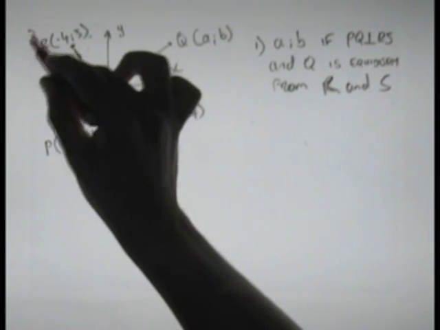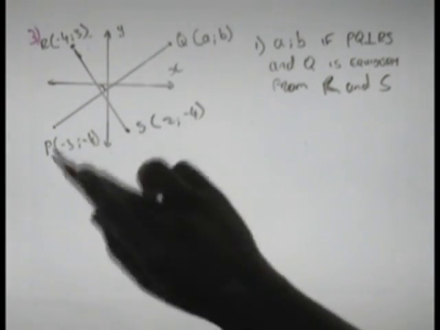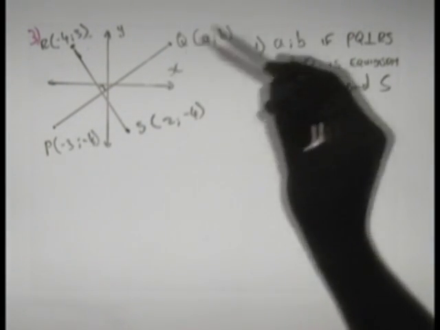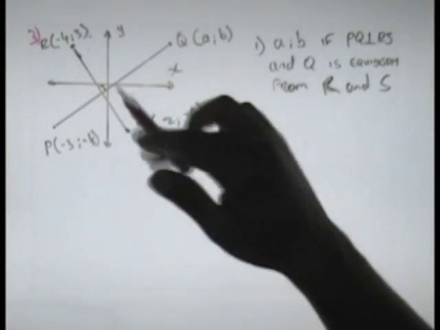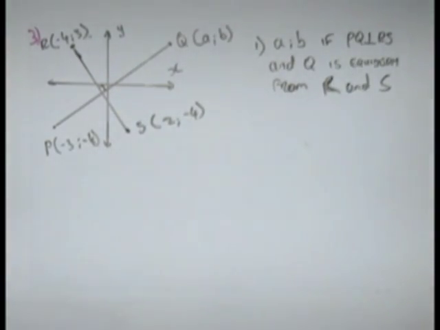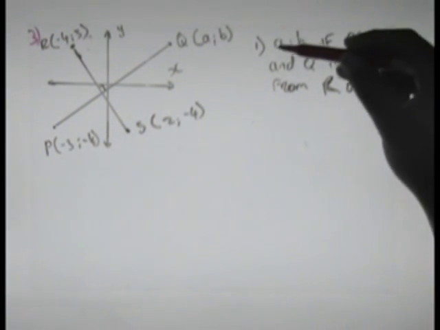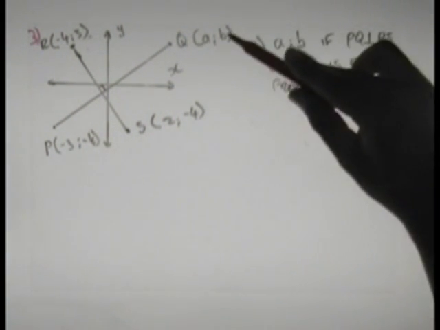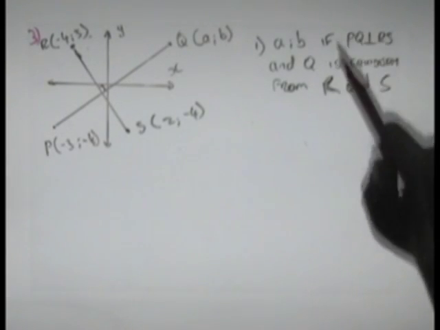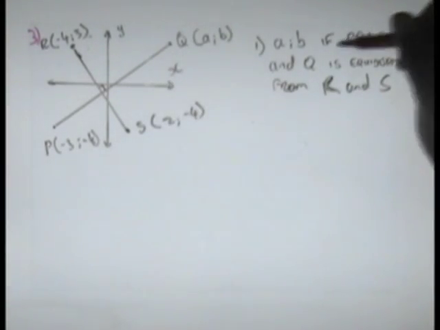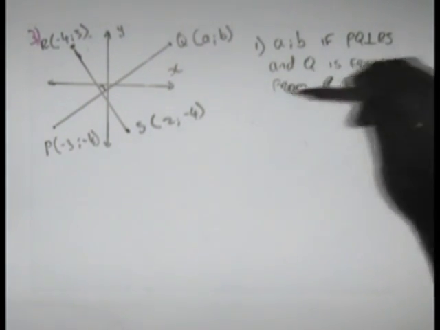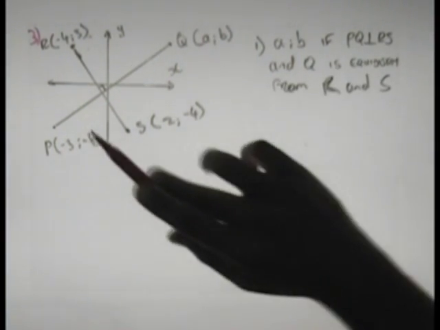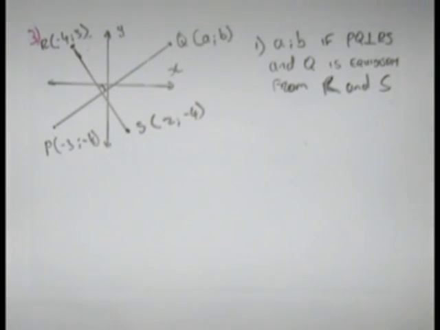Number 3 gives us this graph over here, PQ. Q is the coordinates A and B, R and S. P, R and S have all got their coordinates. They ask us to find A and B, which are the coordinates of Q, if PQ is perpendicular to RS and Q is equidistant from R and from S.